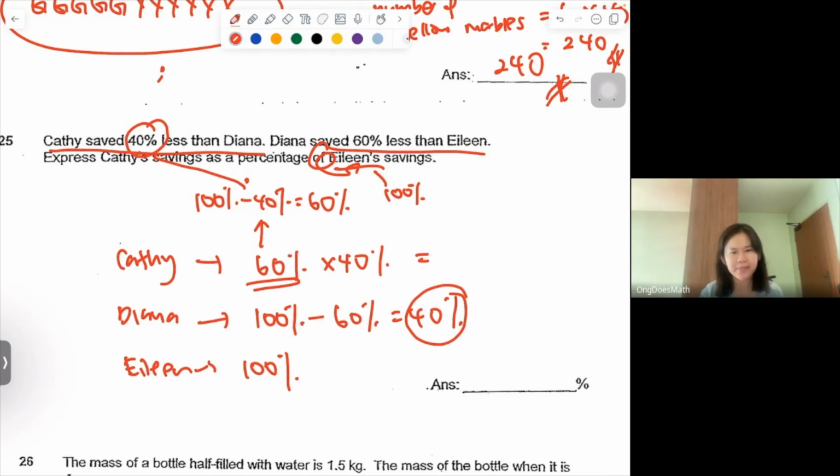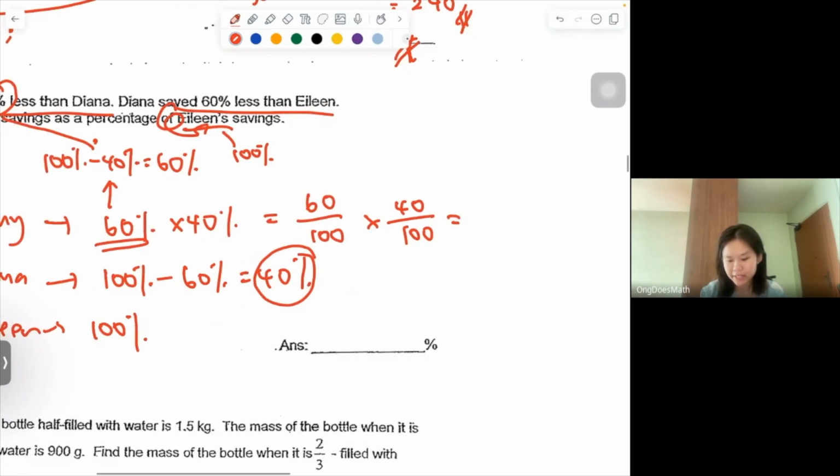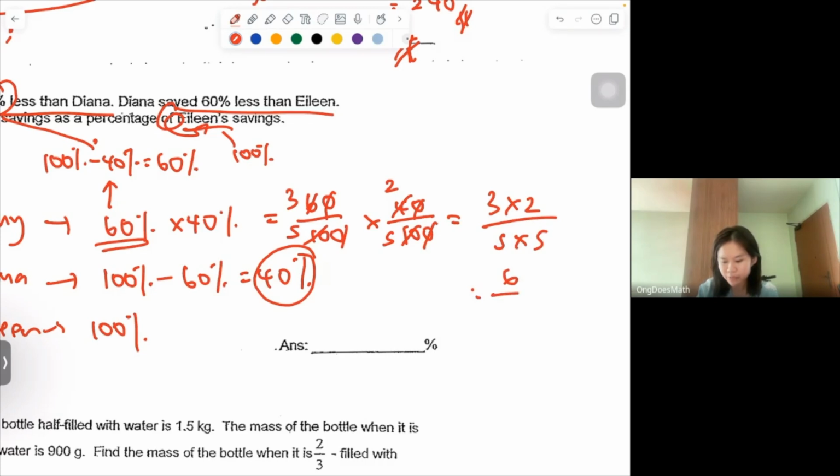Okay, we never learned percentage times percentage, but what we did learn is fraction times fraction. So we just have to express the percentage as a fraction, then everything works out fine. 60% is 60 over 100. 40% is 40 over 100. Now we can simplify things. 6 divided by 2 gives you 3. 10 divided by 2 gives you 5. 4 divided by 2 gives you 2. 10 divided by 2 gives you 5. Now top times top, 3 times 2, bottom times bottom, so you get 6 over 25.